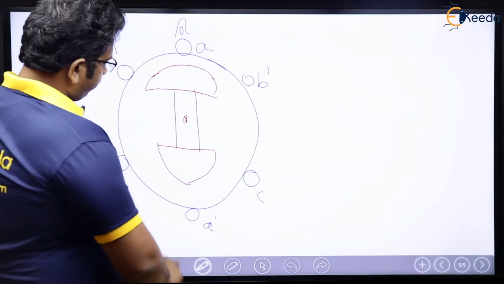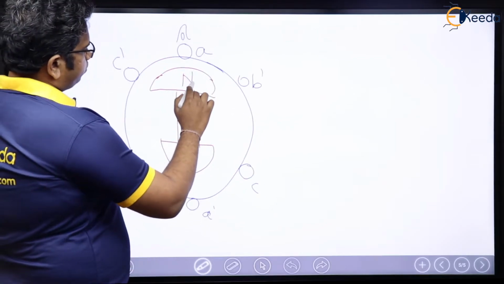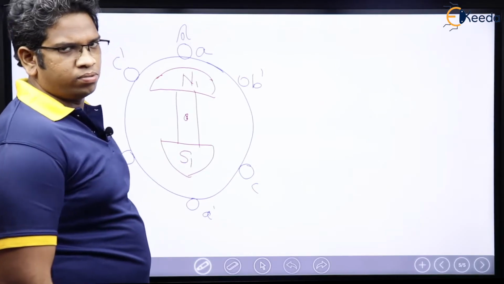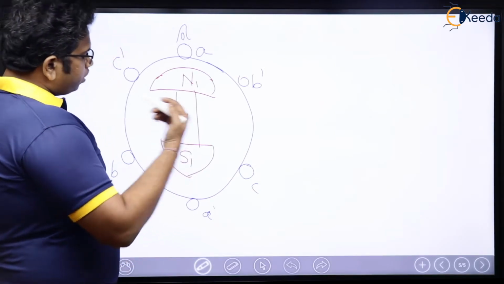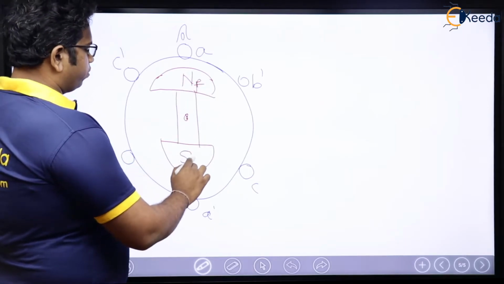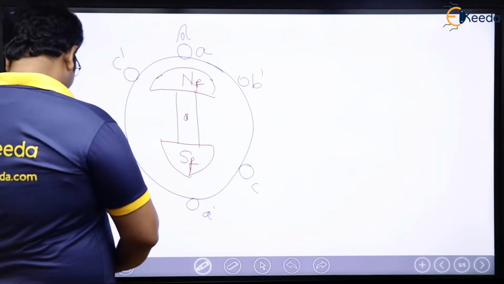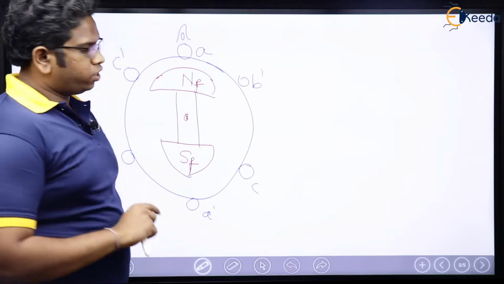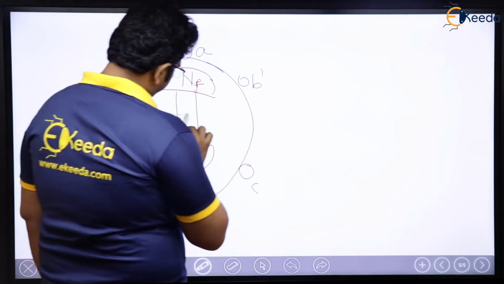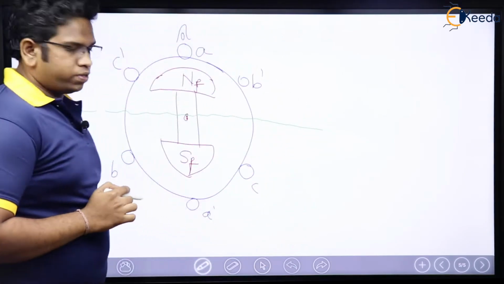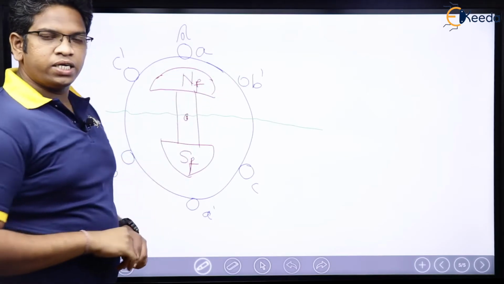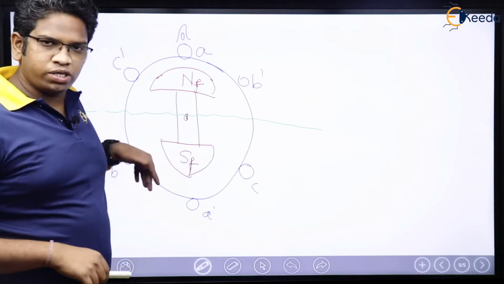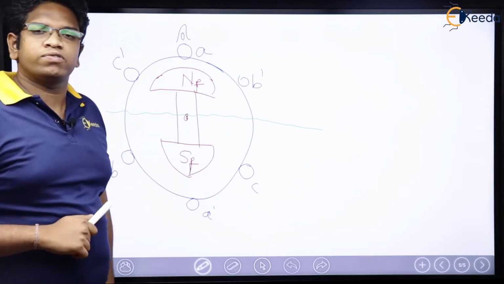Now see here, very easy. This is, let us say, N1 and S1, or NF, SF, it's okay, doesn't matter. Let me consider NF, SF only for the time being. Now, we have to make one important observation here. See, this upper half portion is under the influence of the North Pole, whereas the lower half portion is under the influence of the South Pole.